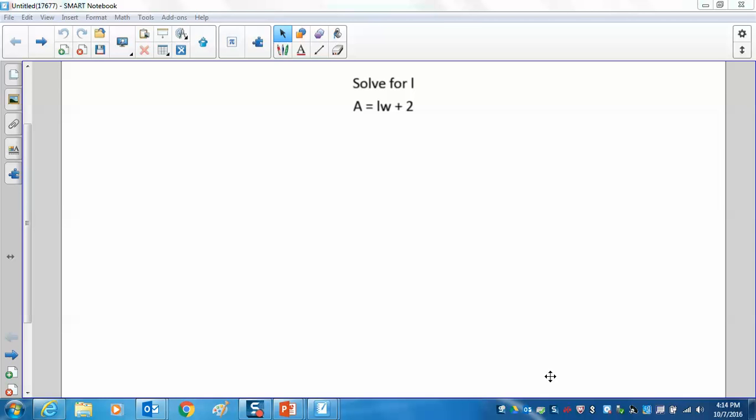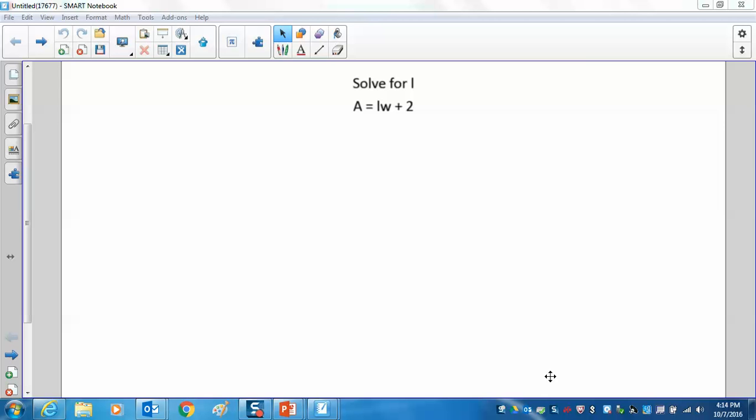Literal equations are equations that contain more than one variable, and you're solving for a different variable. So I'm just going to give you a variety of examples. Each equation that you're given involves using a different strategy, so practice is the key here.